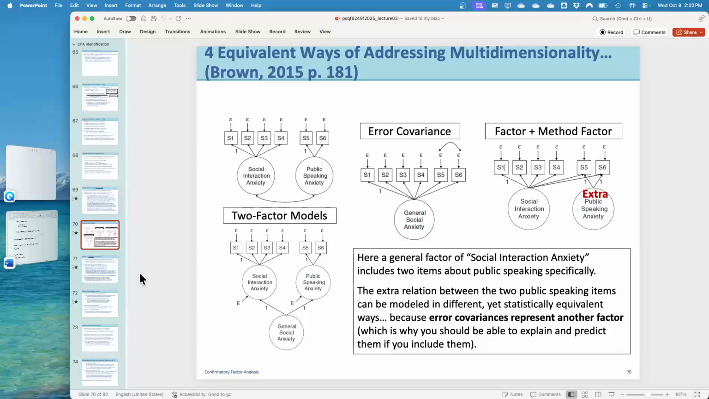Lots of practice. This thing, public speaking, could be its own trait, but you don't have enough items to measure it, right? So you can do a method factor for it. When we add this other factor here, we have to take into account the T rule, the counting. Yes. The T rule. So we have to keep that in mind.